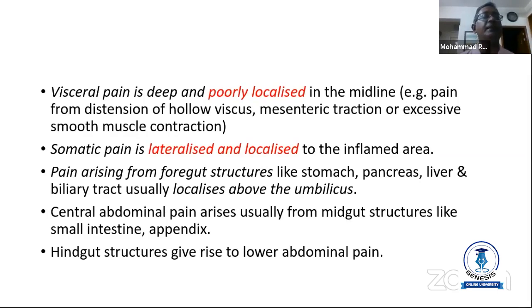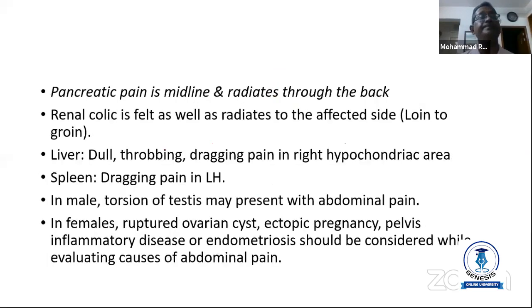But somatic pain, which arises from the anterior abdominal wall or the peritoneum, is lateralized and localized. You can touch and feel the tenderness in the specific area. That is somatic pain. Pain arising from the foregut, from the stomach, pancreas, liver or biliary tract, is localized above the umbilicus. Central abdominal pain arises usually from the midgut, like the small intestine and appendix, and hindgut structures give rise to lower abdominal pain.